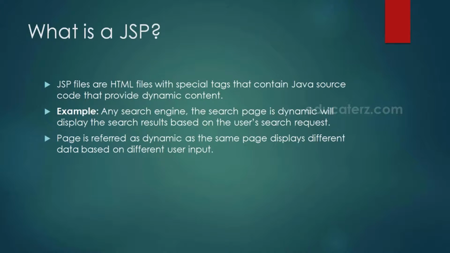So a JSP file is a normal text file, with any name and a .jsp extension. An example of a JSP could be any search engine, the search page which is produced dynamically, which displays the search results based on the user's search request. The page is referred to as dynamic because, depending on the client user input, different pages are displayed to the user. So that is the reason the page is referred to as dynamic.